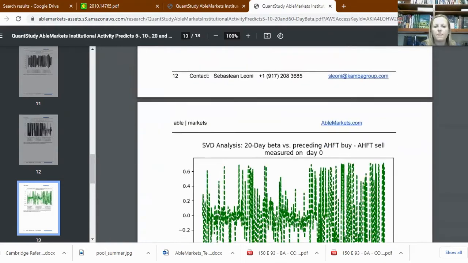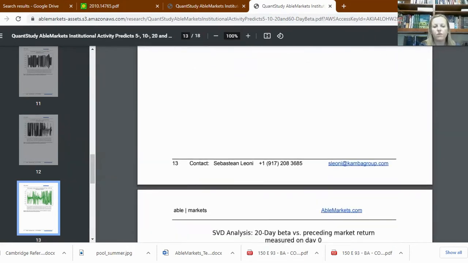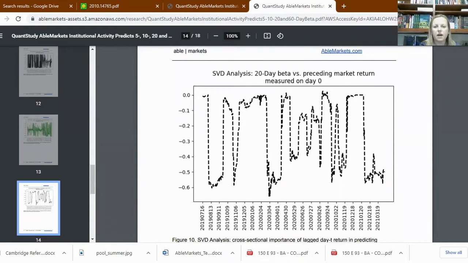Okay. Next, we're going to consider the difference in aggressive HFT participation. It becomes more important when the volatility is high. The following one is the preceding market return. So this is very interesting. This preceding market return, you can see that it's very negative. It hardly ever rises above zero. And so what it's telling us is that this market return is only important when the market return is negative. So when it's negative, it actually explains a lot of volatility. When it's positive, it's not.